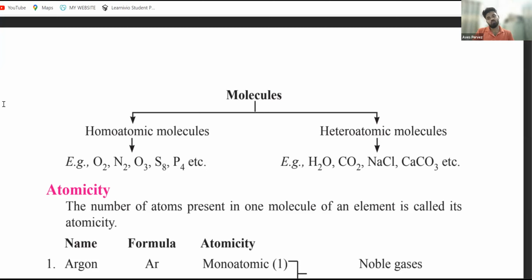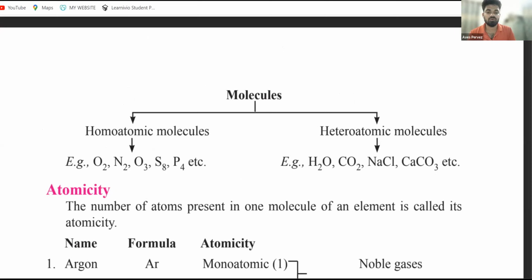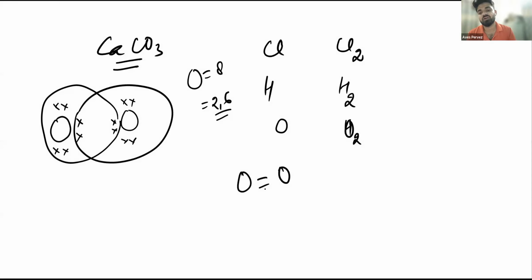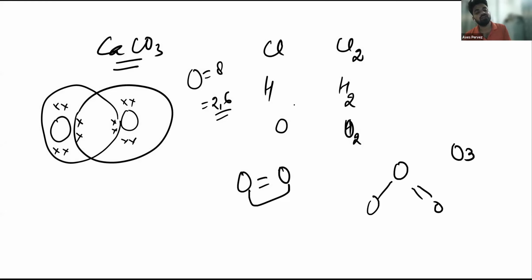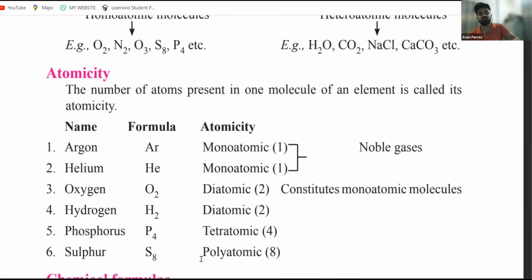Done, sir. Now, what is atomicity? The number of atoms present in one molecule is called its atomicity. For example, there are two oxygen atoms present in one O2 molecule, so this will be a diatomic molecule. If there are three atoms, like in ozone O3, then it is triatomic in nature. Sulfur forms S8, so its atomicity is 8. So make this table also and note the definition.